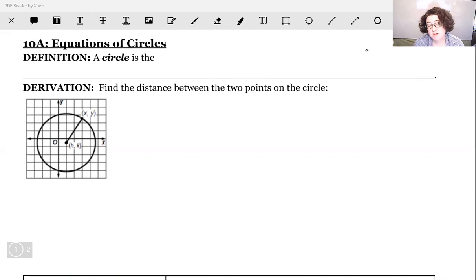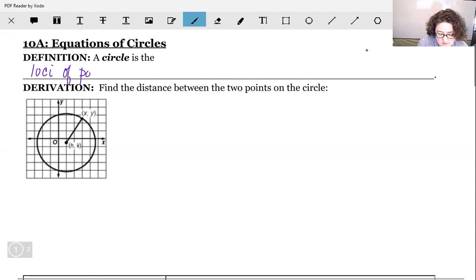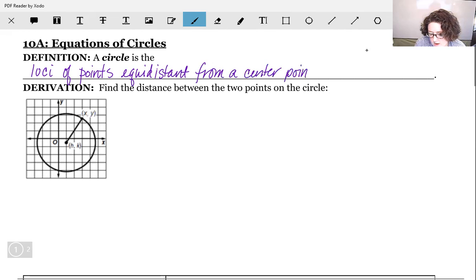So our official definition of a circle is the set of all points, otherwise called the loci of points, that are all equidistant, an equal distance, from a center point. And we've already talked about what a radius versus diameter means, and basically all that means is no matter where you draw it, the radius of your circle is always going to be the same length.